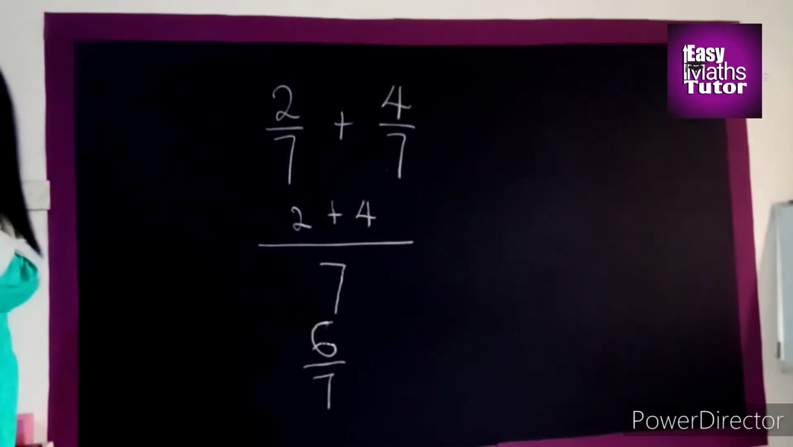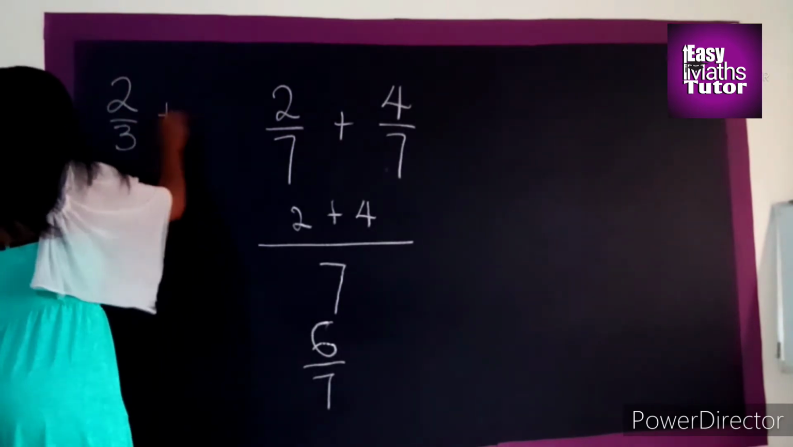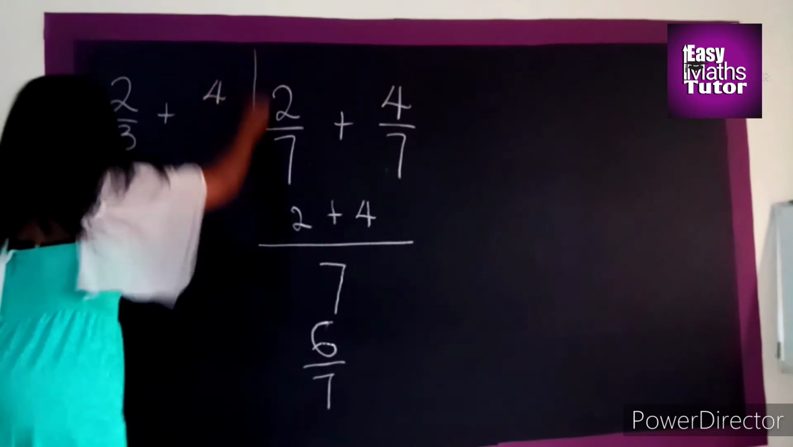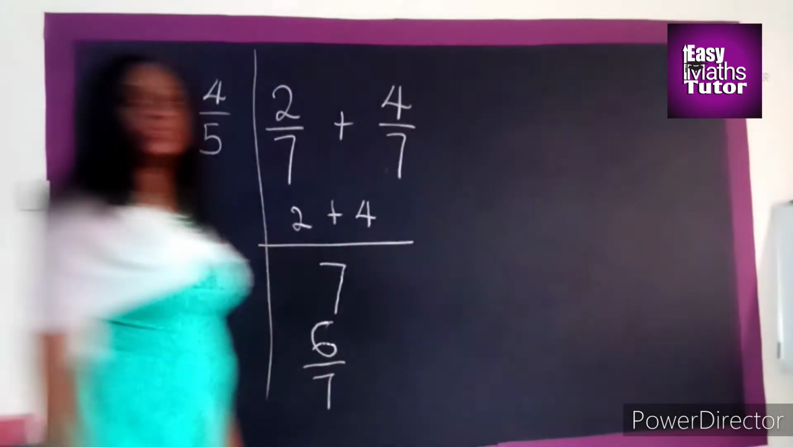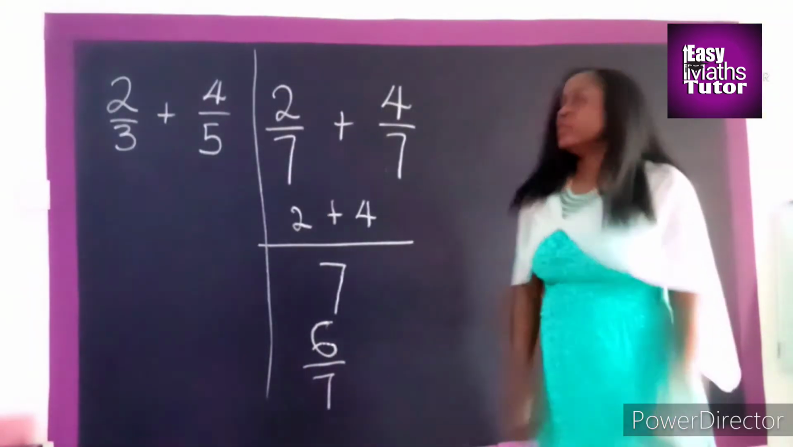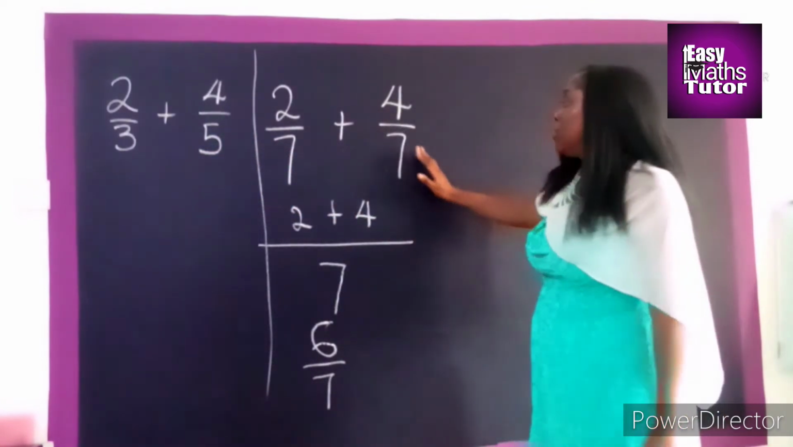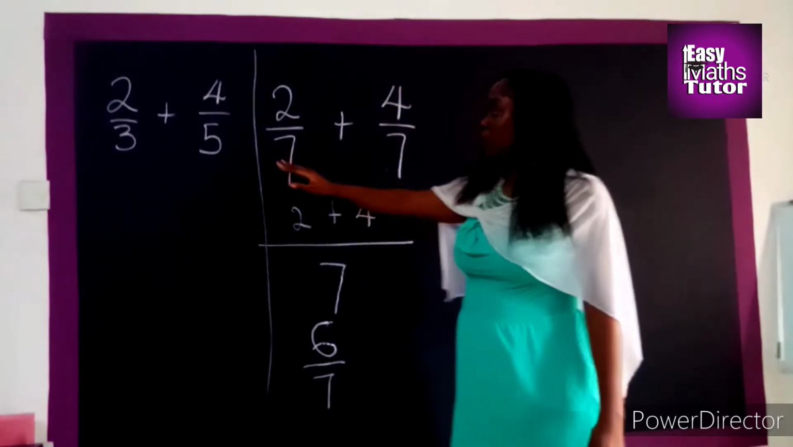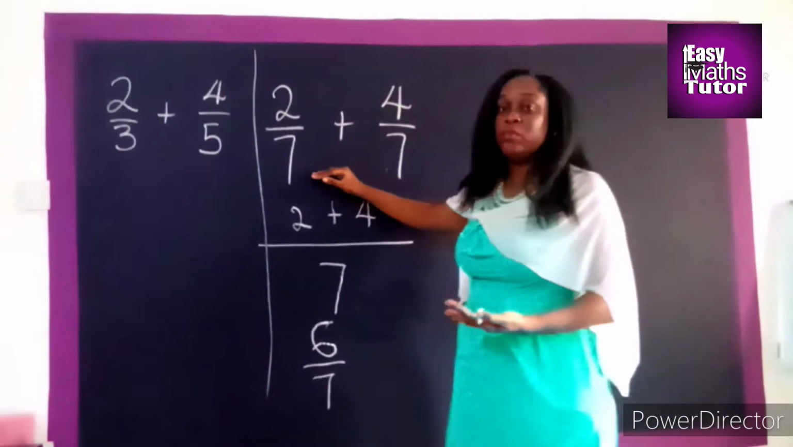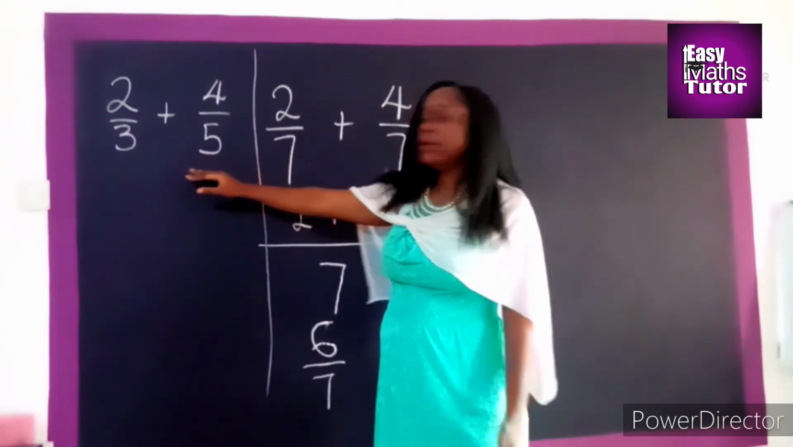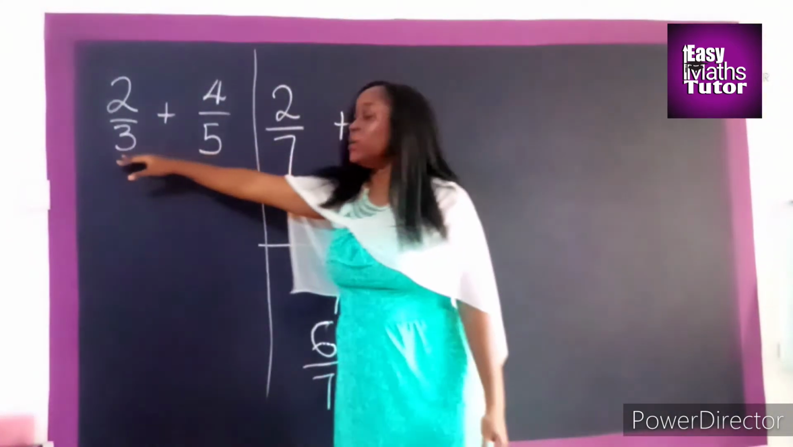Next, 2 over 3 plus 4 over 5. Now, this is a bit different from this. The total amount of set of objects you're sharing is the same for this problem. But for this other side, it's different, right? Because the denominator here is 5 and the denominator here is 3.